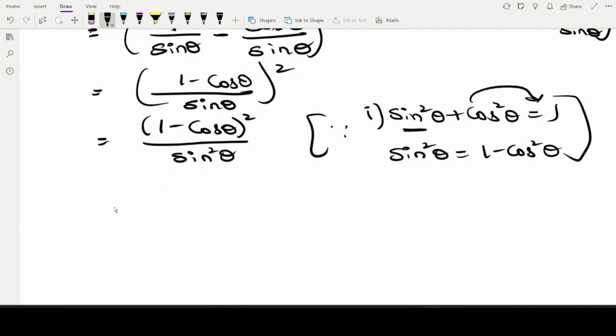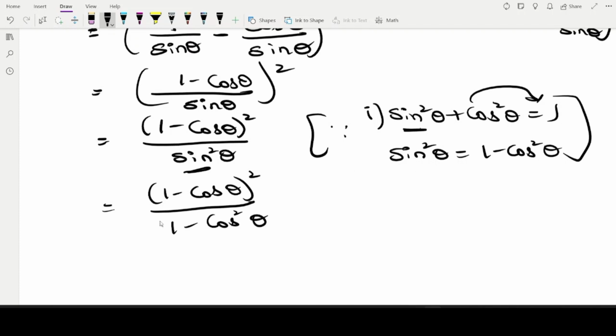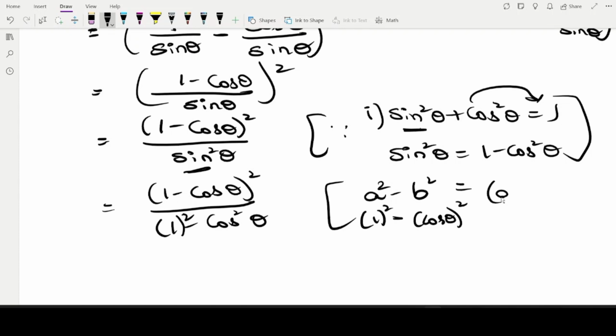Now you can write (1 minus cos theta) whole square divided by, and you can write sin square theta as 1 minus cos square theta. So you can write 1 as 1 whole square, since 1 square value is 1. From here you can see a square minus b square. Here a square is 1 whole square minus b square, where b is cos theta, so cos theta whole square. So a square minus b square value is (a plus b) into (a minus b).